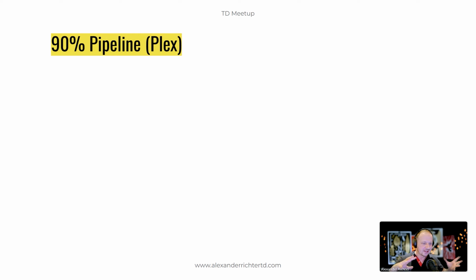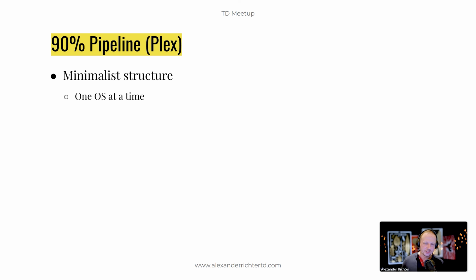So let's look at the example that I want to bring with Plex. Plex is a 90% pipeline. What does that mean, looking at what we just said? One of the core principles that I started with originally, but that I really pushed hard after looking at all the pipelines from Weta, Framestore, and all the others that I worked at and saw, is that I try to create a minimalistic structure. What does that mean? We just mentioned the operating system. How about we only allow one operating system at a time?